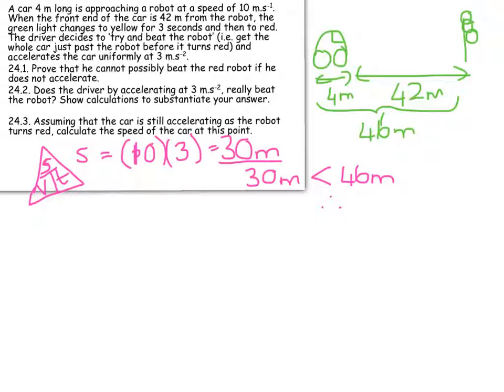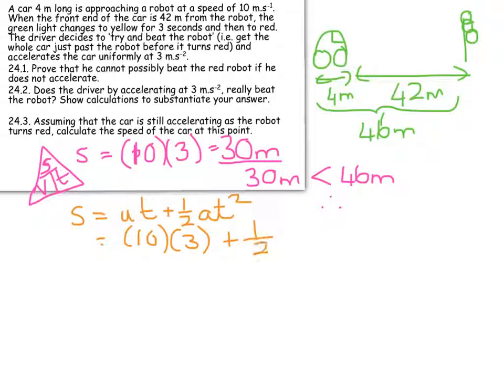Does the driver, by accelerating at 3 meters per second squared, really beat the robot? Show the calculations to substantiate your answer. So now we do have acceleration. I'm going to use an equation of motion with s = ut + ½at². I have time, I have acceleration, I have an initial velocity of 10. The time that the robot's changing is 3 seconds. My acceleration is a positive 3 meters per second squared. Substitute that in and I get 43,5 meters.